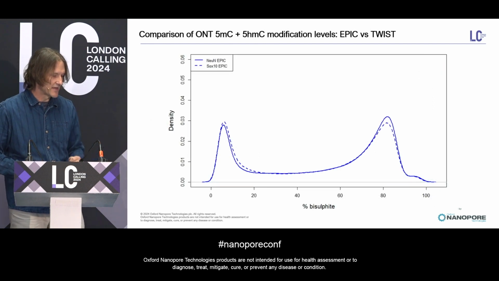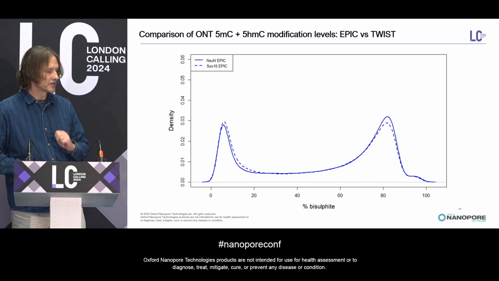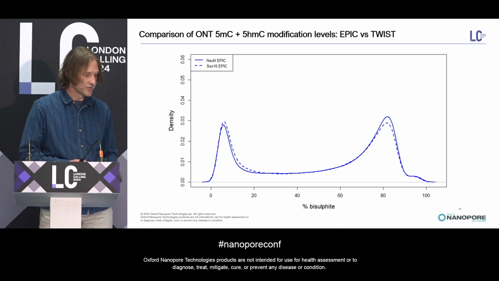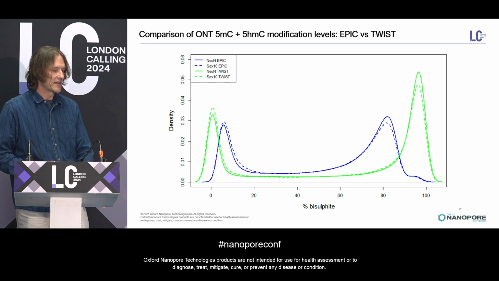Again, we do some density plots here just to compare ONT with the EPIC and the Twist. This is for the EPIC. Again, we're getting a bimodal distribution. We add the Twist in. Again, bimodal.